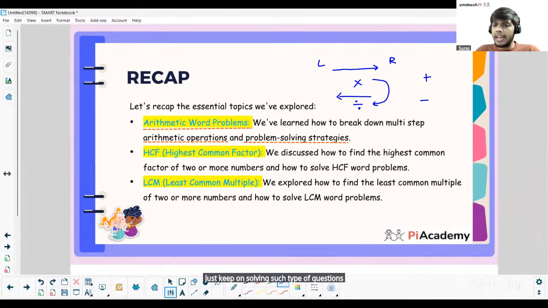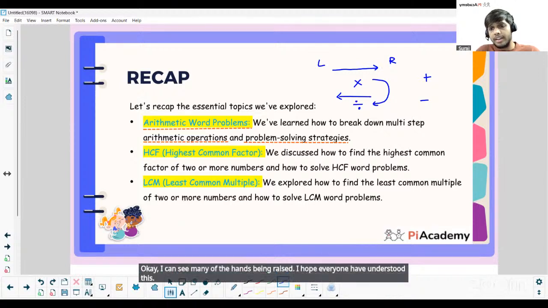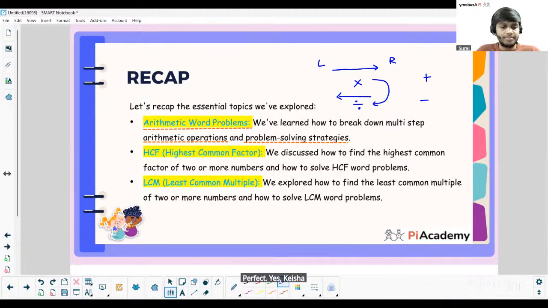Okay. Now for the HCF, can any one of you tell me the definition of HCF? Can any one of you simply explain it to me? Okay, I can see many of the hands being raised. I hope everyone has understood this. Perfect. Yes, Kesha, would you like to try?